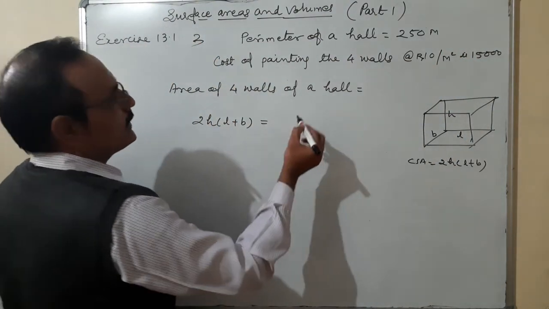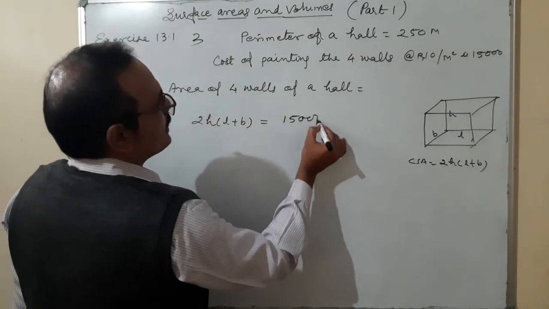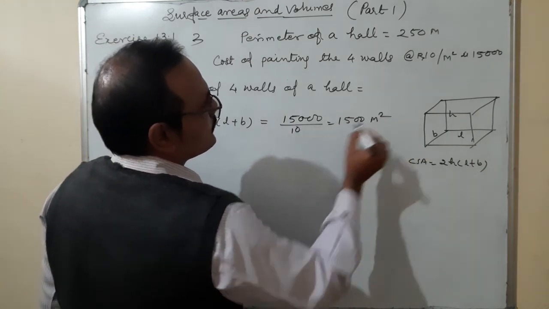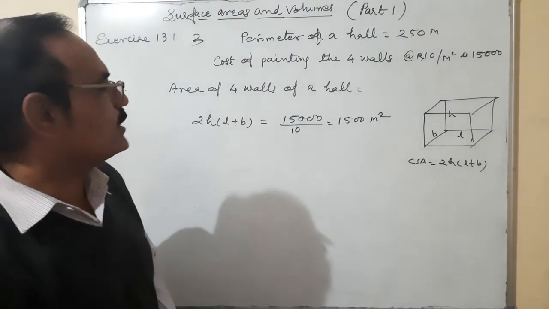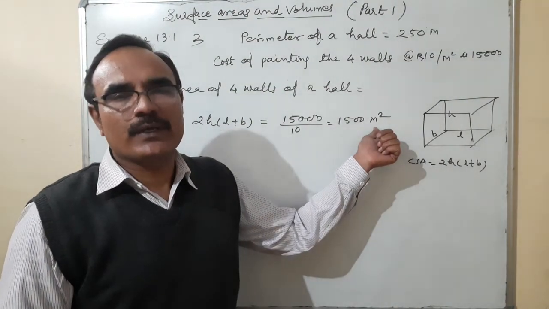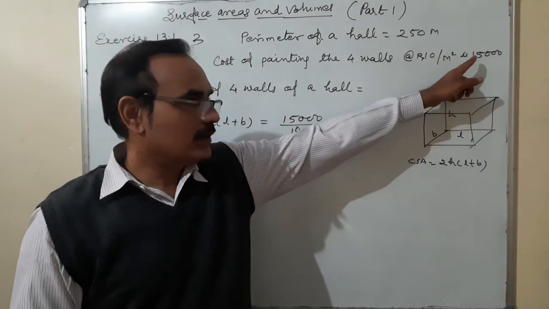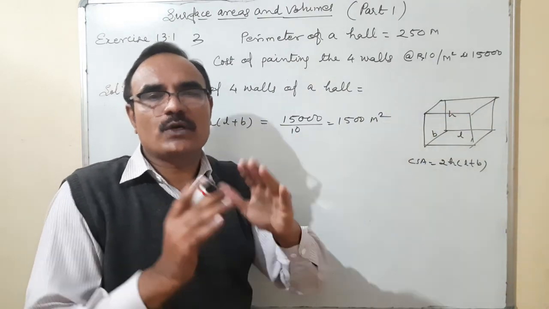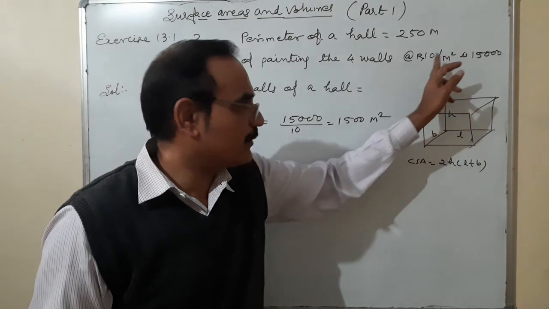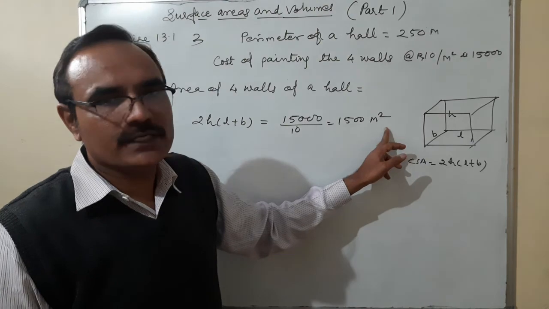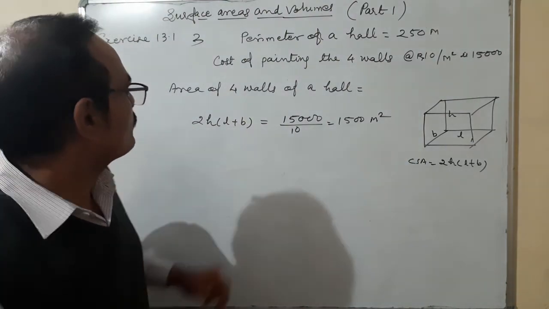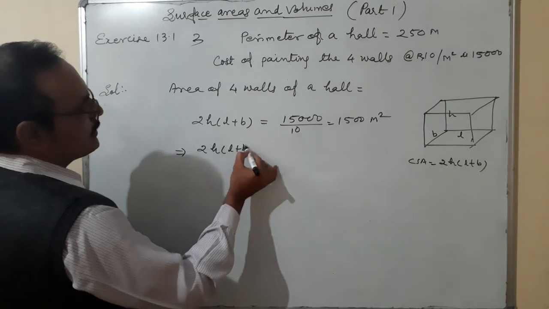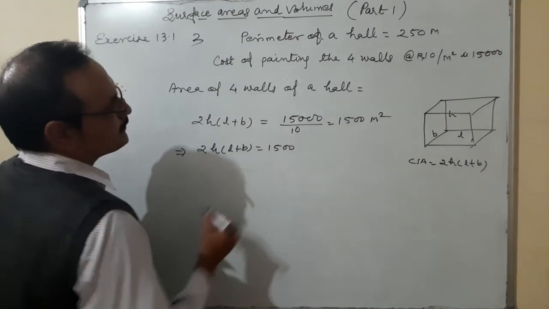That means for finding the area, I write 15,000 divided by 10. So it is coming 1500 meter square. So the total area of four walls is 1500 meter square, because the cost is given as rupees 15,000 and the charge is rupees 10 per meter square. Now the area of four walls, this means 2H(L + B) is equal to 1500.